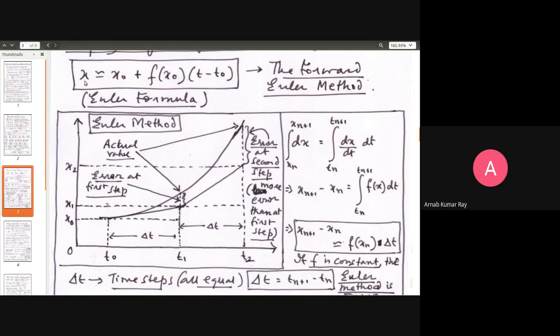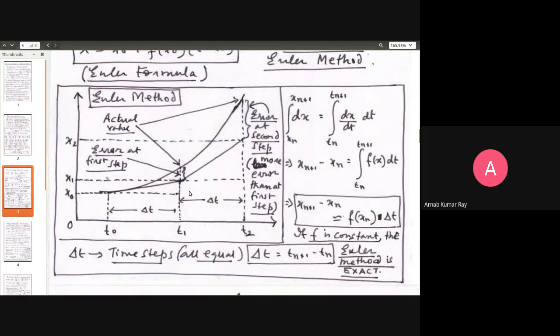What do I mean by equation of a straight line? I can write the equation of a straight line, just think in terms of y and x. Perhaps that will help you understand. y is equal to a constant plus m into x minus another constant. And this constant and this constant will absorb into each other, and you'll have an equation like y is equal to m into x plus c. Here x is t now, and c is x naught minus f of x naught times t naught. This is the equation of a straight line.